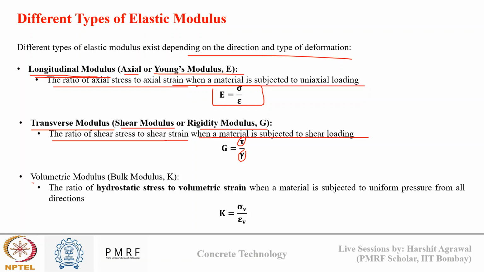And then there is the volumetric modulus, known as bulk modulus, which is designated by K. It is the ratio of hydrostatic stress to volumetric strain when the material is subjected to uniform pressure from all directions. It is represented by this equation: volumetric stress upon volumetric strain in the material. So depending on the direction of loading and the type of deformation, my modulus of elasticity can also vary.